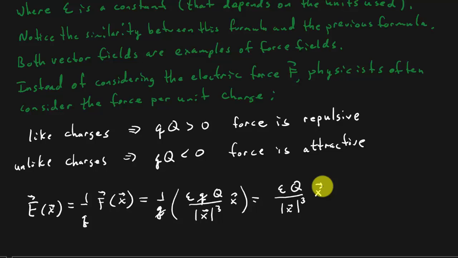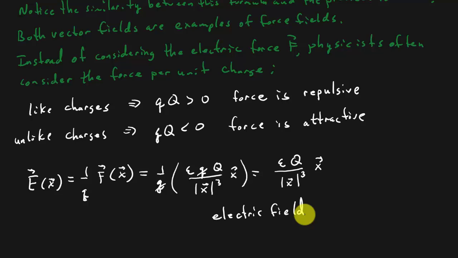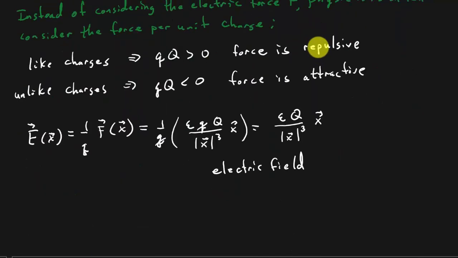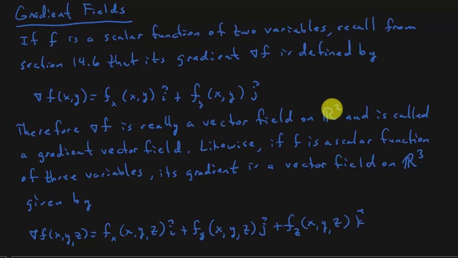And E is a vector field on R3 called the electric field. All right, so that's just kind of going over some stuff, giving you some formulas, and that's all that is. Let's look at gradient fields. We're almost done. This section isn't too long.